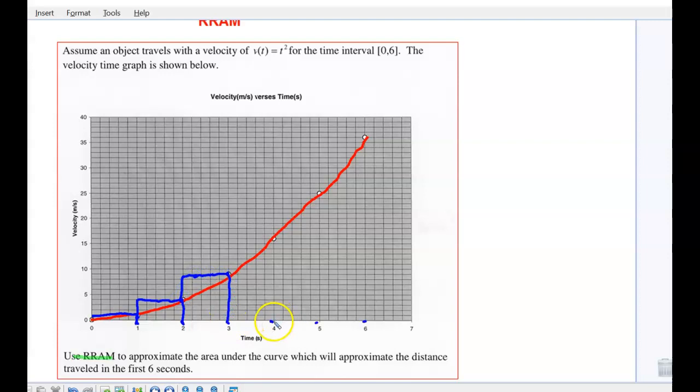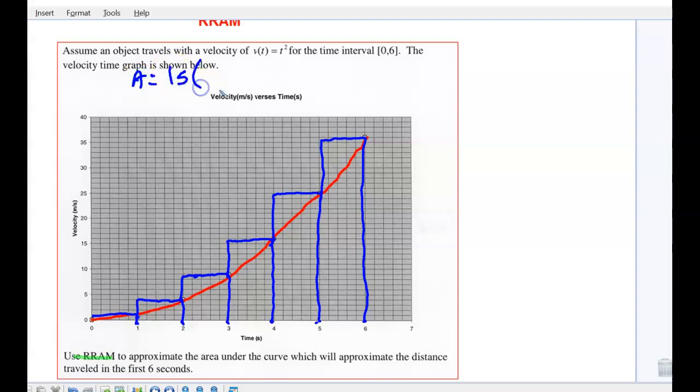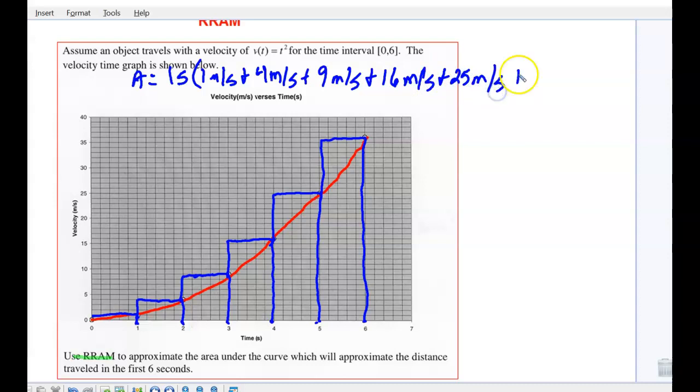There's going to be the third height, the fourth height, the fifth height, and the sixth height. So this time, to figure out the area, again, the width of my rectangles is still 1 second. And the first height now is 1 meter per second plus 4 meters per second plus 9 meters per second plus 16 meters per second plus 25 meters per second, and the last one would be 36 meters per second.